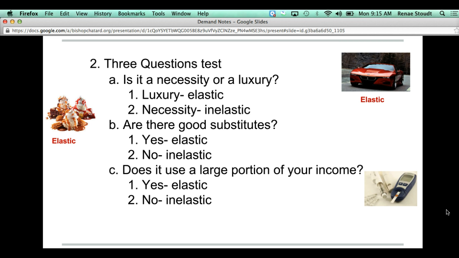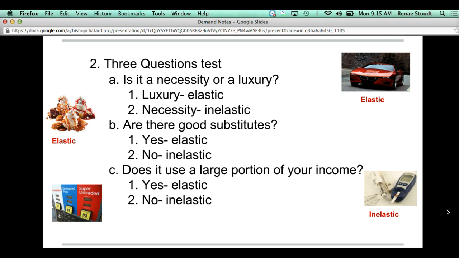So this is going to be something that they definitely need. So we're talking about, of course, someone who is diabetic. Is it a necessity or a luxury? It's a necessity. Are there good substitutes? Are there substitutes for insulin? Anything else they could buy to do the same thing? No. Does it use a large portion of their income? Yes, it does. I know that a lot of you don't know because you're not diabetic, but yes, it does use a large portion of their income. 2 out of the 3 are pointing towards what? Is insulin elastic or inelastic? Inelastic.